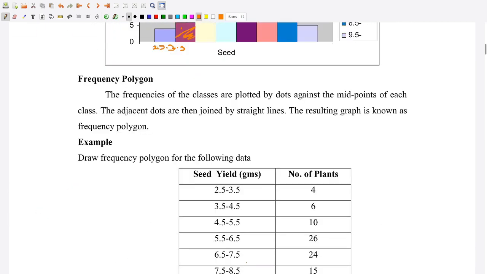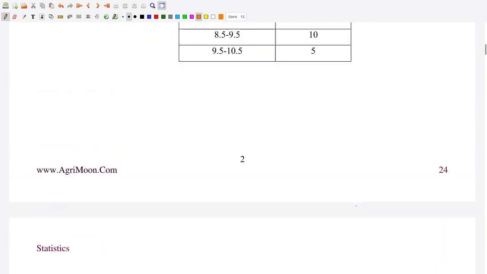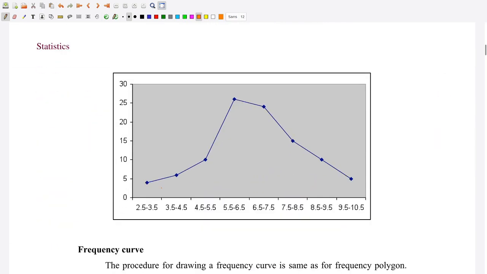Next is the frequency polygon. What is a frequency polygon? For a frequency polygon, we calculate the midpoints of these class intervals. Once you have the midpoints, you represent that point on the x-axis and its frequency on the y-axis. For example, the midpoint of 2.5 and 3.5 is 3. So for this point 3 here, and frequency 4, you just plot a point over here. This is the point corresponding to the first class and first frequency.